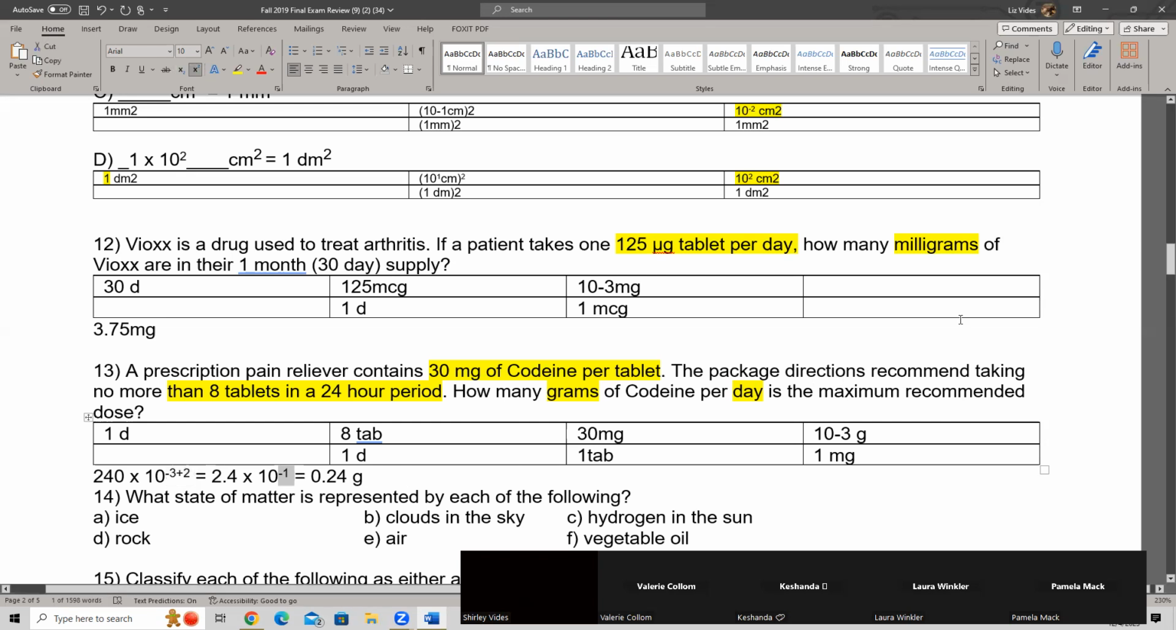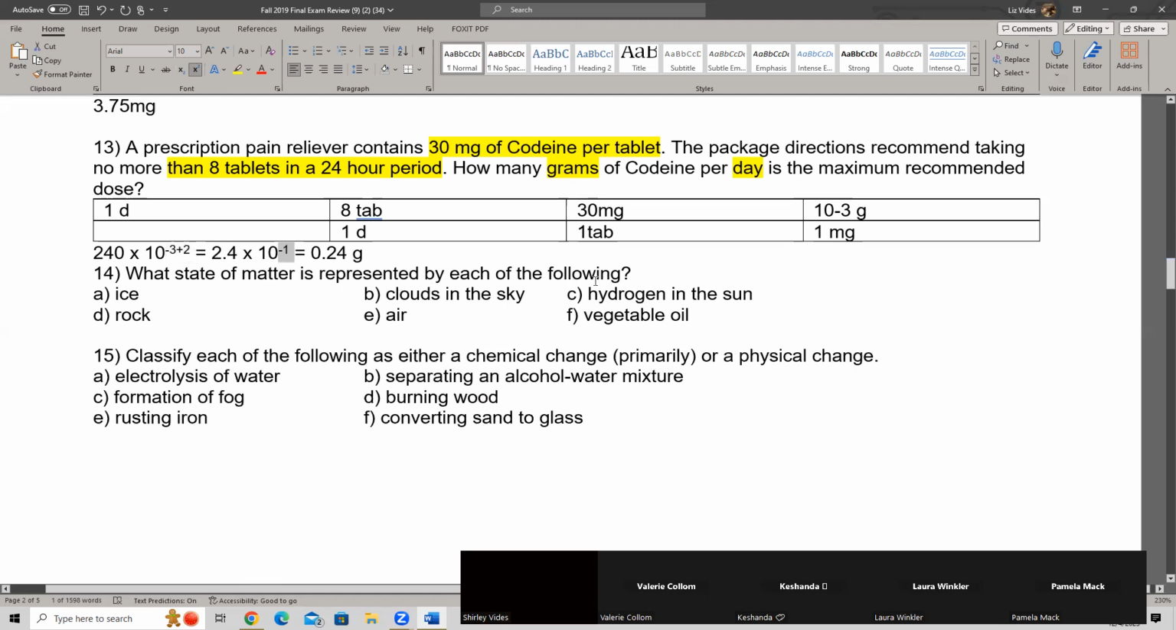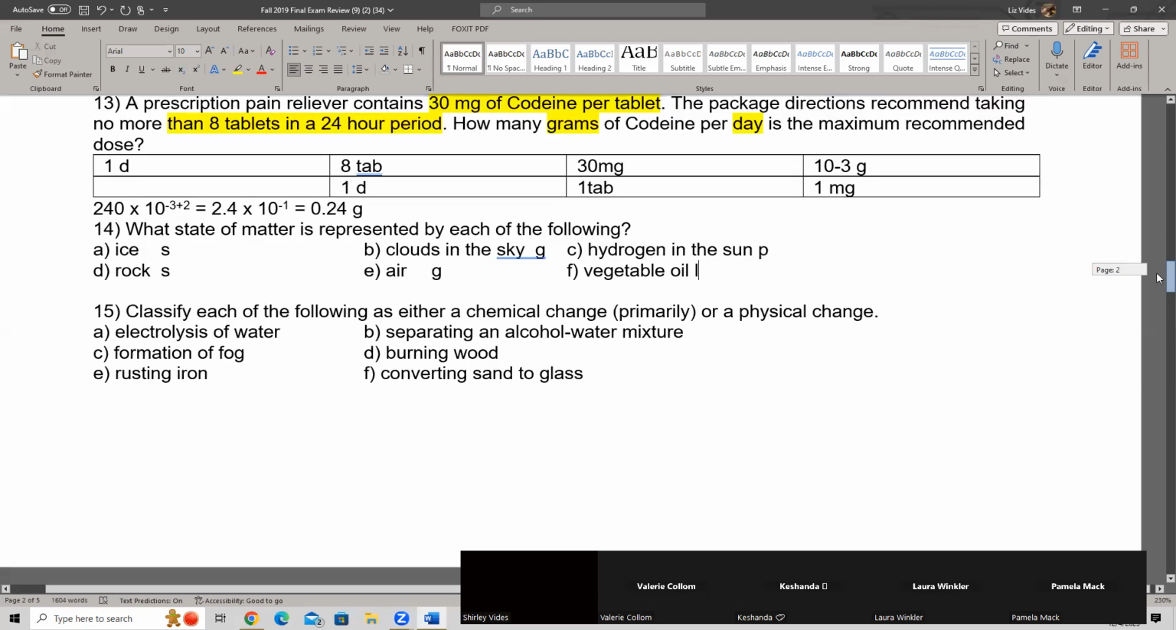Yes. All right, so these are easy. I think you guys know this one. What state of matter is represented by each of the following? Ice is solid, right? Clouds in the sky would be gas. Hydrogen in the sun would be plasma. Rocks would be solid. Air would be gas again. And vegetable oil would be a liquid. Yep. Okay, that was easy.